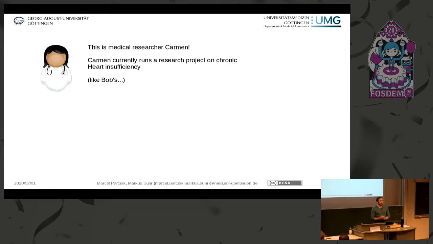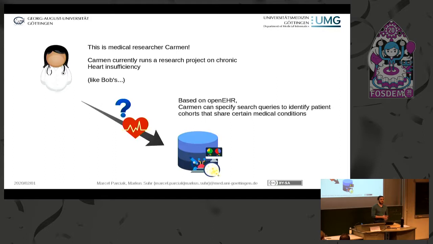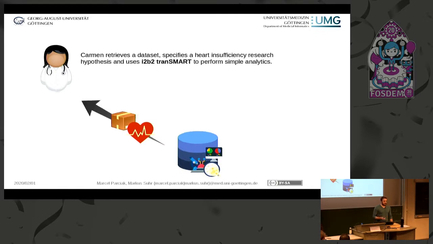She does research on heart insufficiency. So just the condition that Bob has. And she now wants to have some data from the OpenEHR repository. So if she's capable of doing that, she will specify some kind of AQL query, get the data out of the database that is set up at the hospital, and is then able to use another platform or another tool to analyze the data that is called I2B2Transmart.